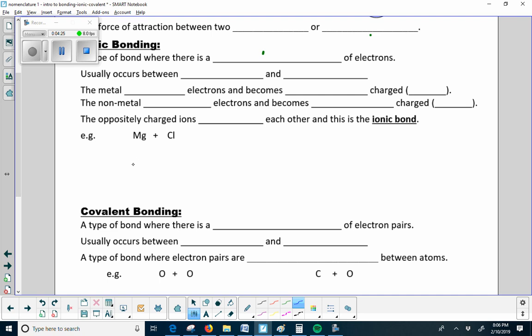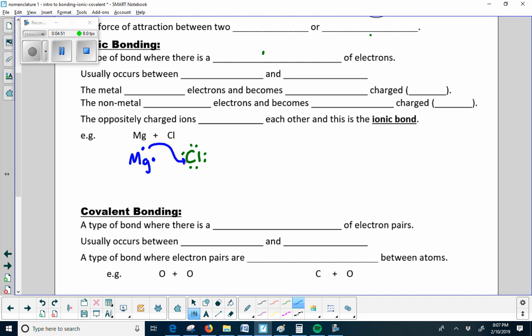What happens with magnesium? Remember, magnesium is in group 2. It has 2 outer electrons, and because it's group 2, it would prefer to lose these electrons. So it'd like to form a cation. Chlorine over here is in group 17, so it has 7 outer electrons. And what it would like to do is pick up electrons from the metals.